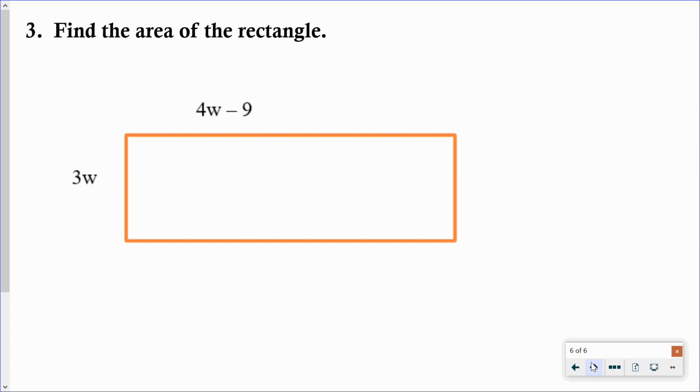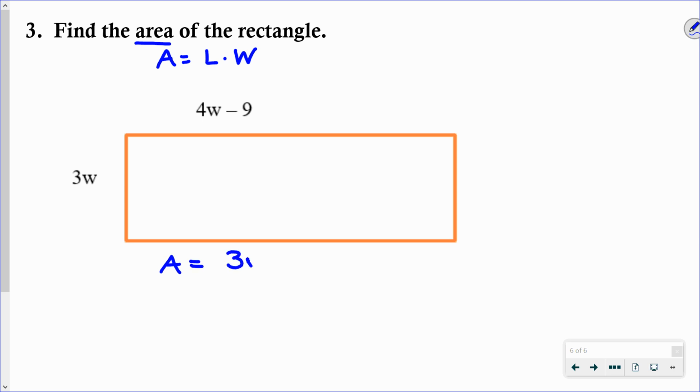In our next example, we are asked to find the area of a rectangle. An area is length times width. And in this case, we have our length and our width. I guess it doesn't matter which one's which. We just know we have to multiply the two expressions.